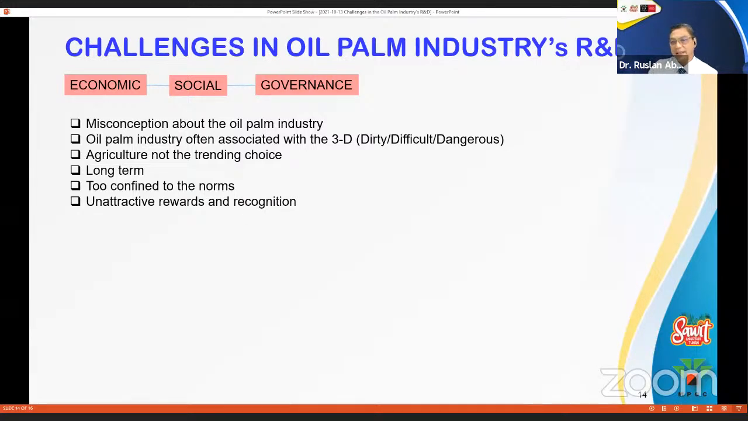And I would say that the rewards and recognition in the R&D of oil palm is very low. Why I say that is because normally oil palm is associated with agriculture. It is associated to unattractiveness. It is also lowly recognized, because if you mix around with all the corporate people, when you say, okay, I'm working for an oil palm company, very few people would like to continue talking to you.